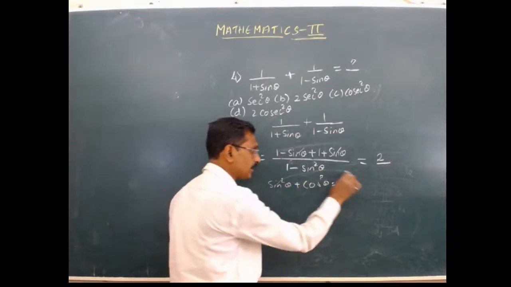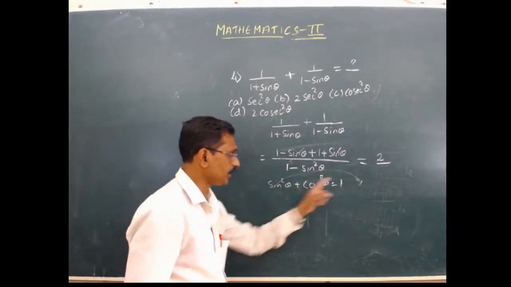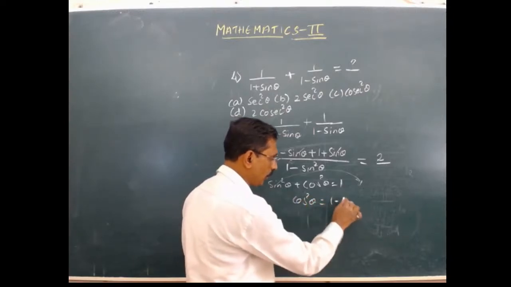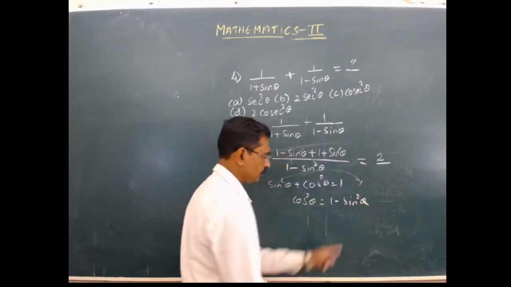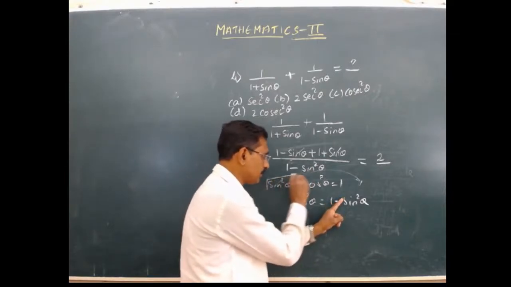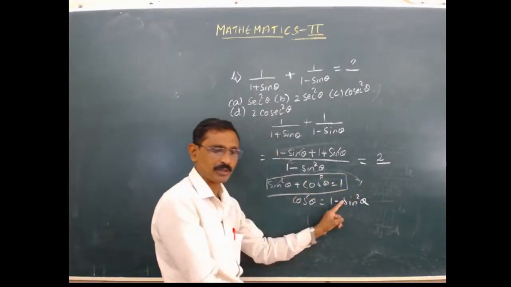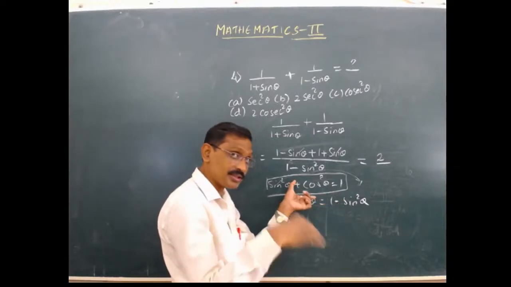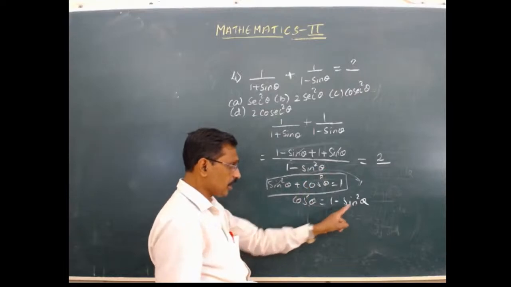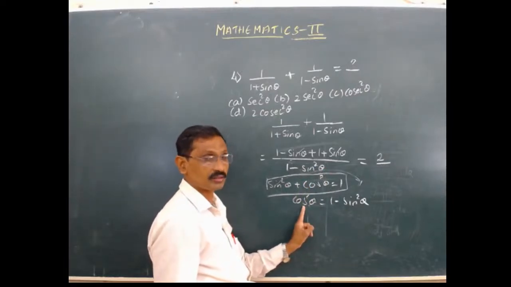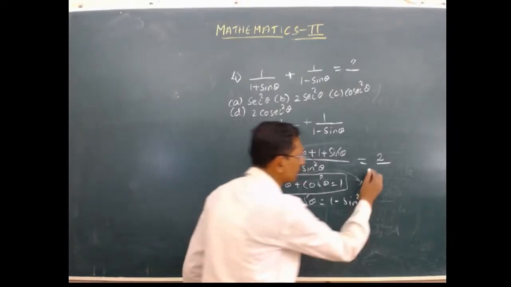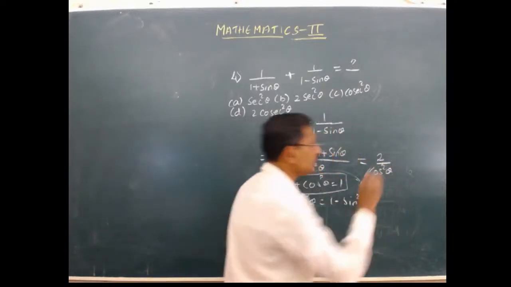If I take this to that side, cos square theta is equal to 1 minus sine square theta. Can you see? As I already told you, this is the basic: sine square theta plus cos square theta is equal to 1. From this you can derive a lot of things. So 1 minus sine square theta is what? It is cos square theta. So what I get is cos square theta.